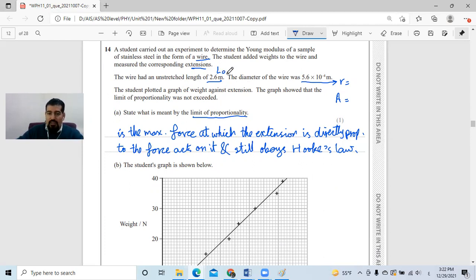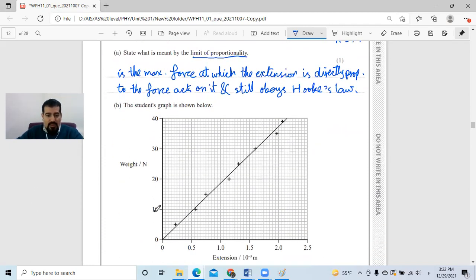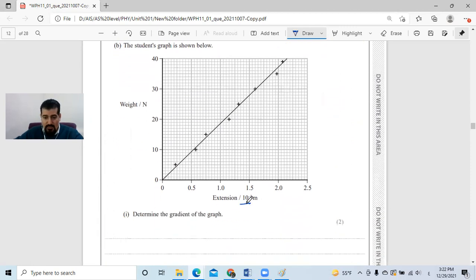So we have the original length here. We have the diameter that we have to put as radius to find the area, which is pi r squared, don't forget that. So the graph shows the student's results, weight against extension. Don't forget here it's times 10 to the power of -10. Determine the gradient. We know that the gradient is k because it's the weight over the extension, force over extension, or X, whatever.